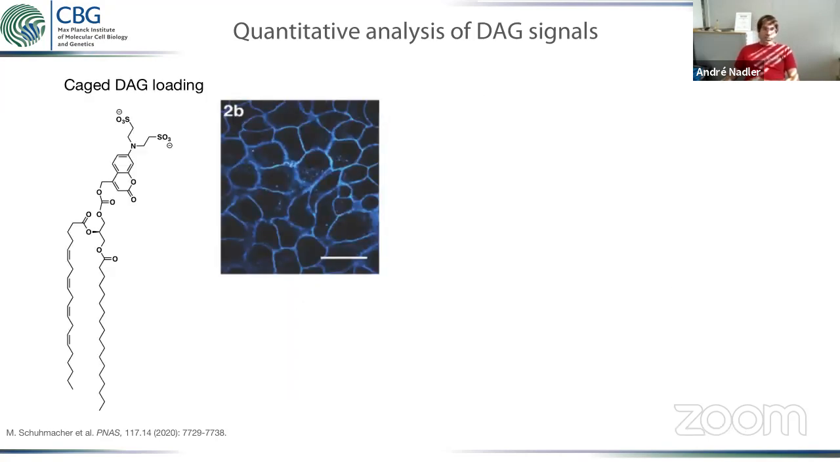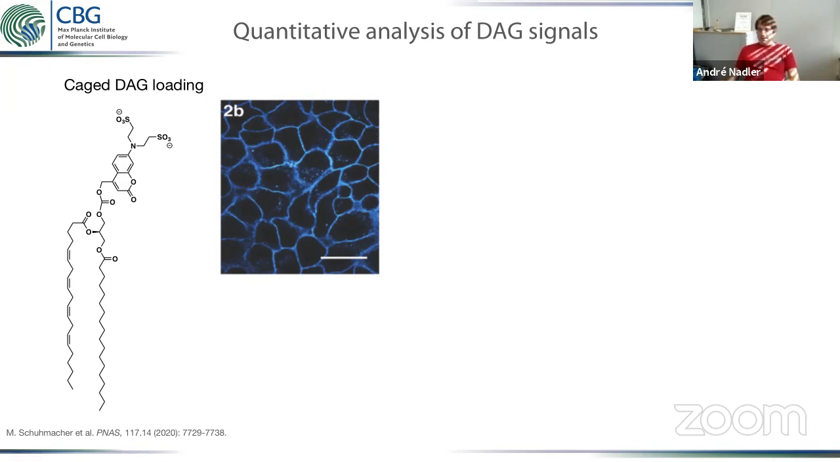Now, the first order of business was to find out whether these molecules actually localize to the correct intracellular location. And so this is basically a fluorescence microscopy image of caged stearyl arachidonyl glycerol, and you can see that it nicely localizes to the plasma membrane.